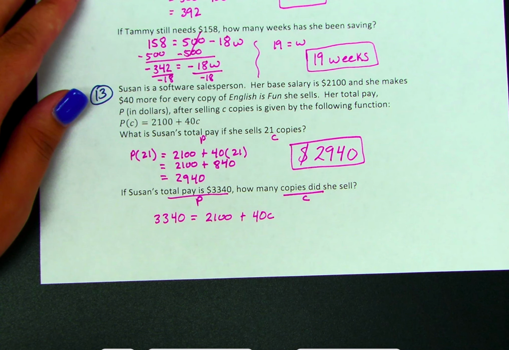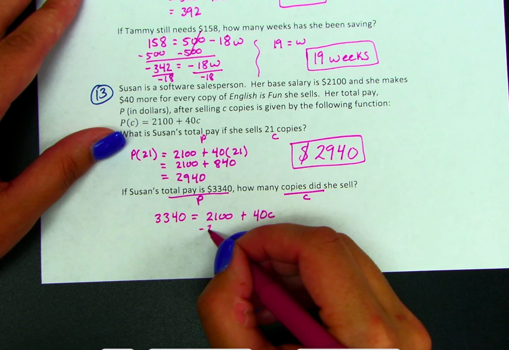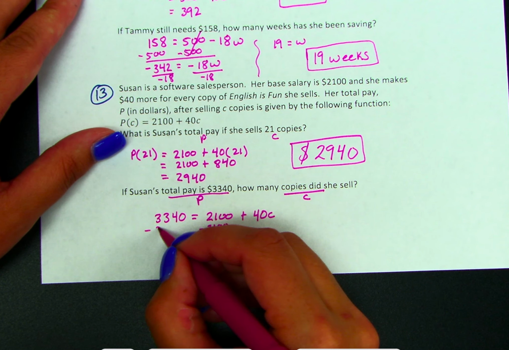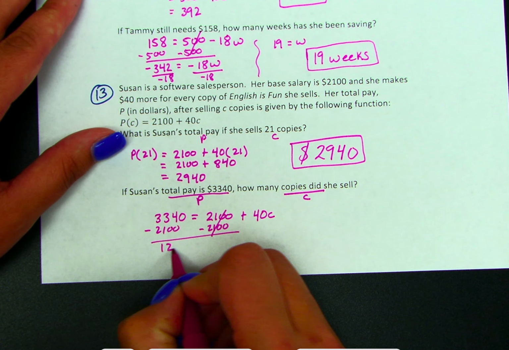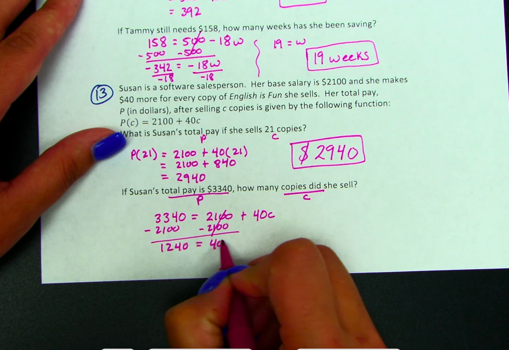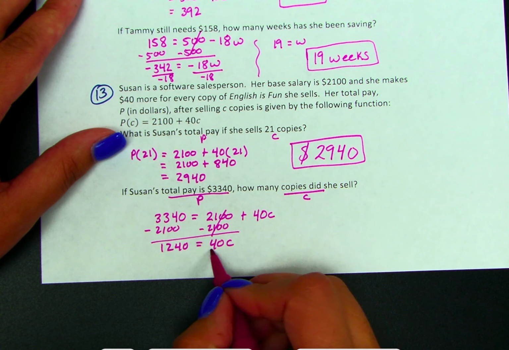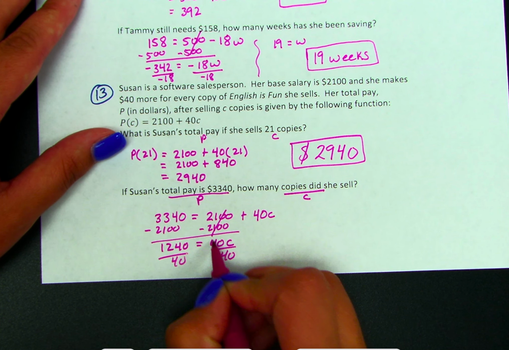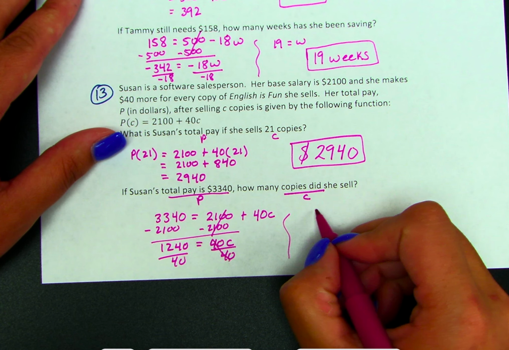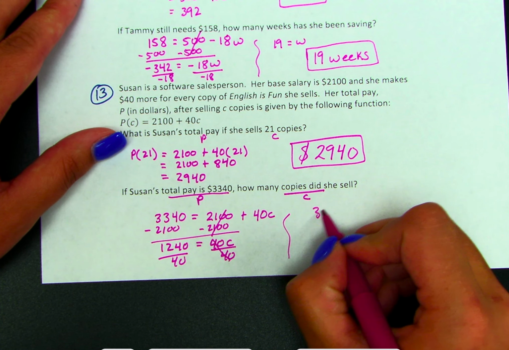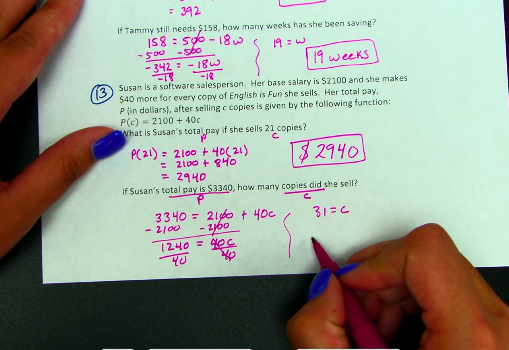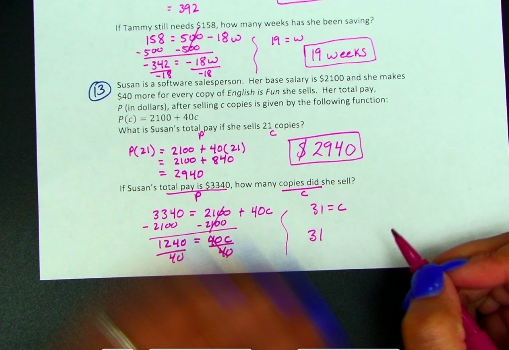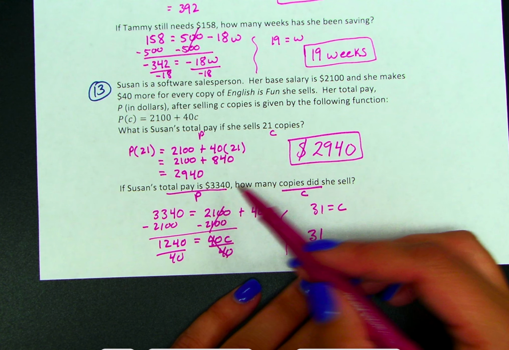Now we're trying to get the C by itself. So I'm going to start by subtracting 2,100. So 3,340 minus 2,100 is 1,240. And then we have to divide both sides by 40 to get the C by itself. So that is going to end up being 31. And again, that C stands for copies. So she sold 31 copies of that book to get to that 3,340.